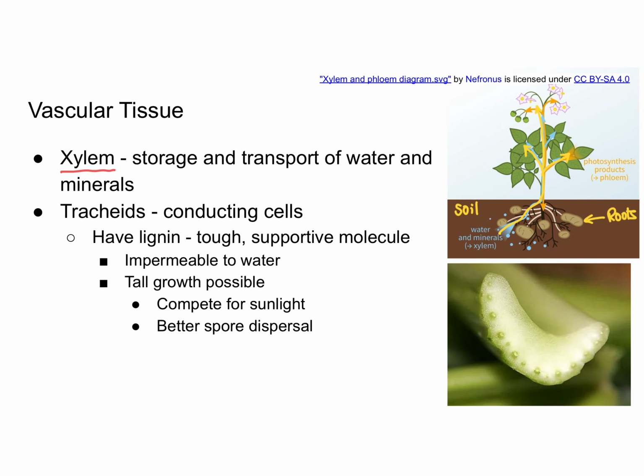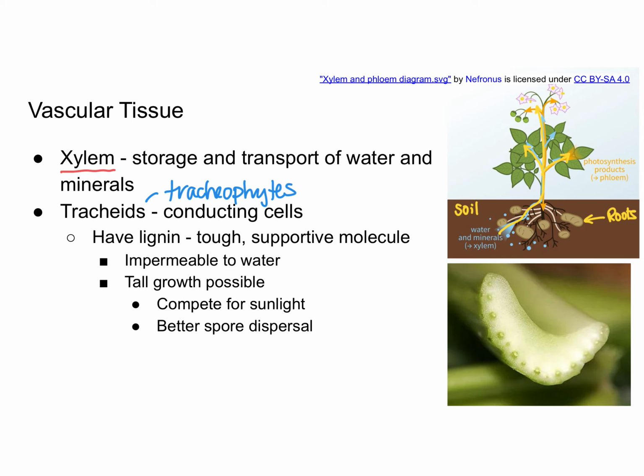The cells that make up this vascular tissue are known as tracheids, and these are special conducting cells. And this is how vascular plants get their name as tracheophytes. These tracheids have that tough supportive molecule known as lignin. And interestingly, the lignin is impermeable to water. So the xylem kind of acts like a straw, sucking water up and distributing it to where it needs to go without losing that water to diffusion of the cells around it.